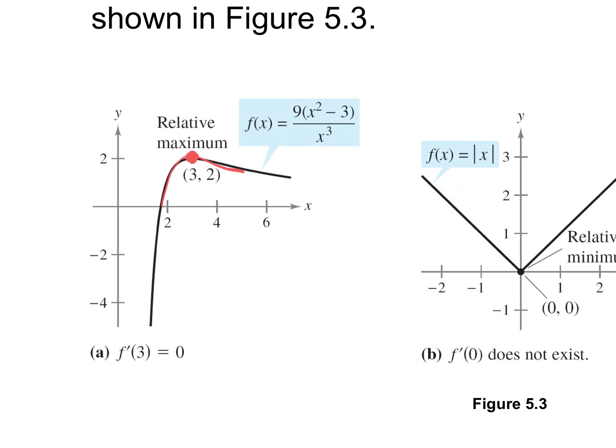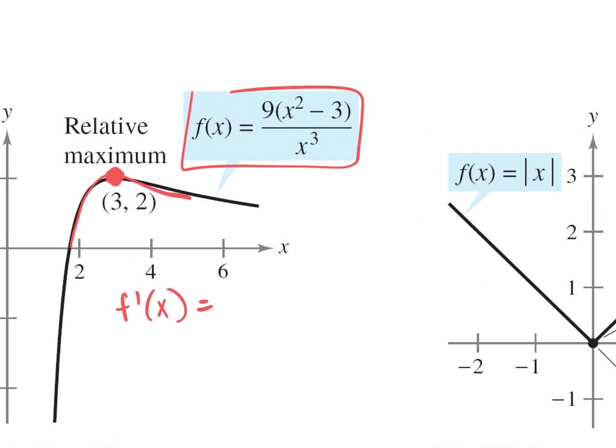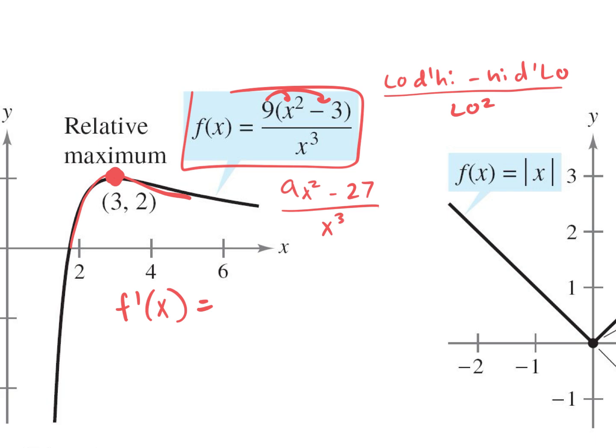So let's find the derivative of our function here, f prime of x. How would we find the derivative? What do we do? Awesome. Low d high minus high d low over low squared. Just to simplify it a little bit, I'm going to distribute the 9 to the top up there. So it'd be 9x squared minus 27 over x cubed. Low would be x cubed. What's the derivative of our numerator?